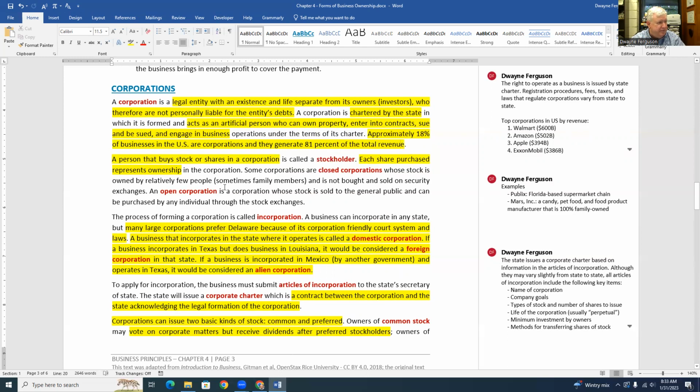There are two types really of corporations. It can be closed or open. I didn't highlight that; I should have. Closed corporations are those whose stock is owned by relatively few people, and is not bought or sold on a securities exchange. So it's not sold on the New York Stock Exchange or the NASDAQ. There are a number of companies that are this way, but most of them are open corporations.